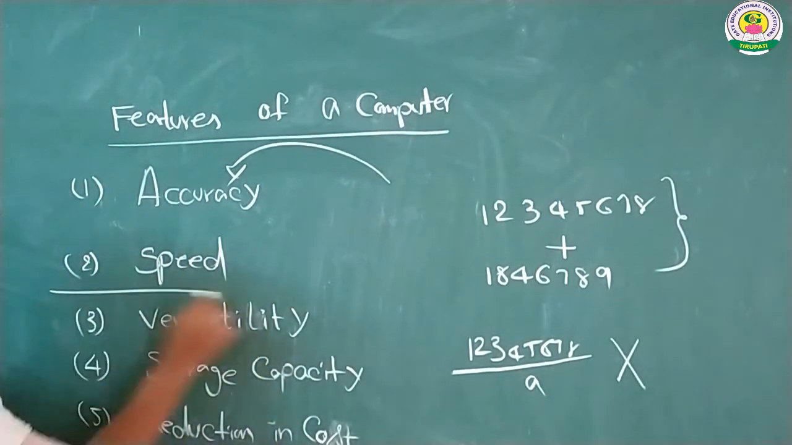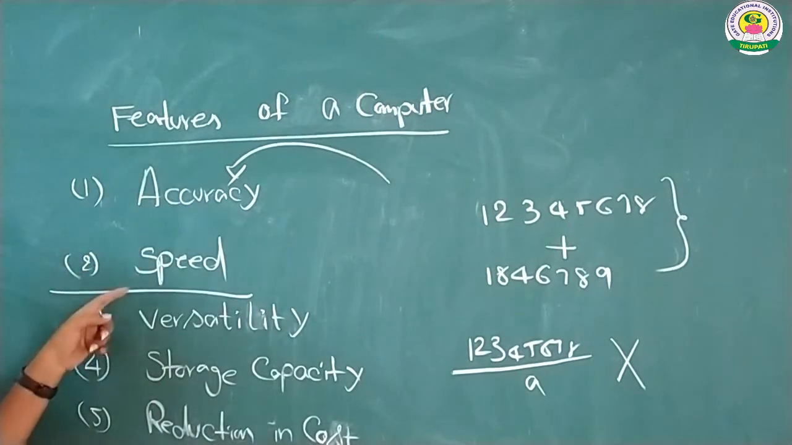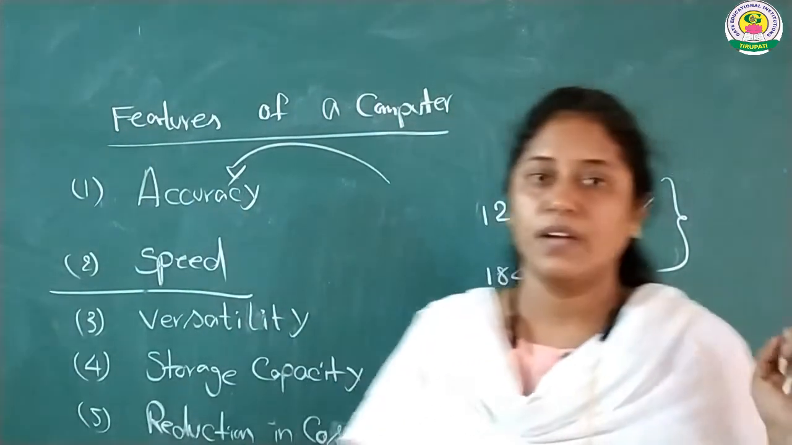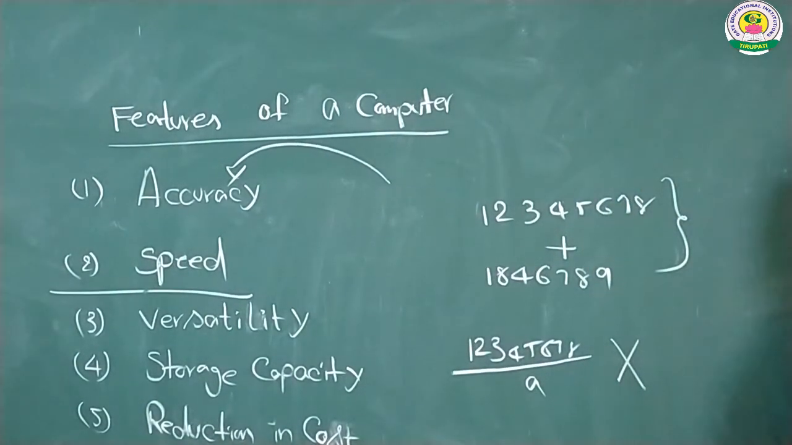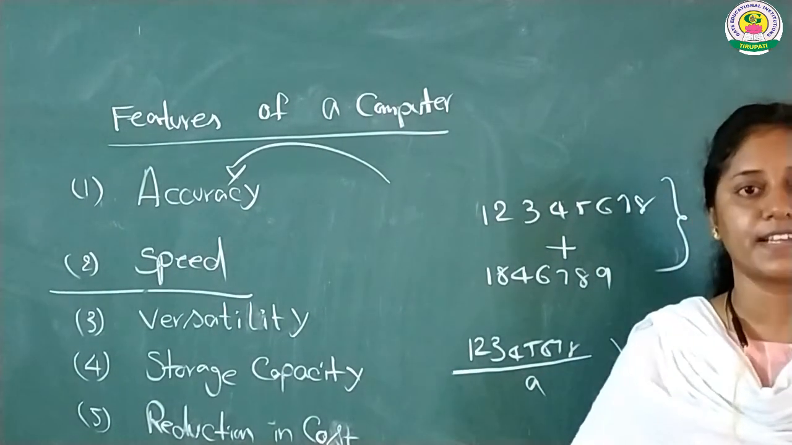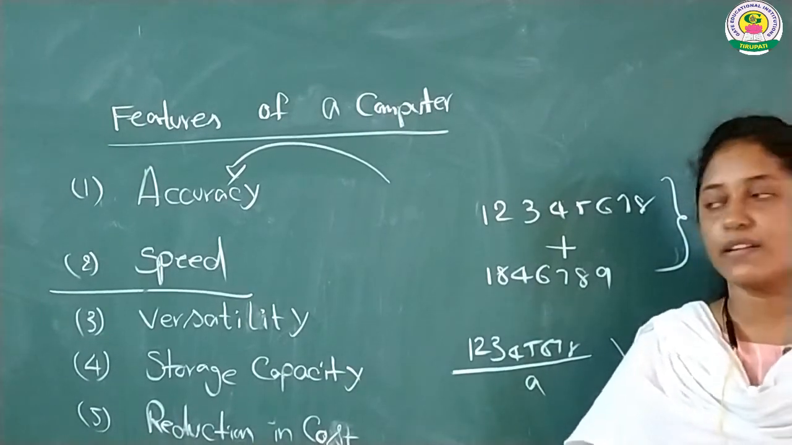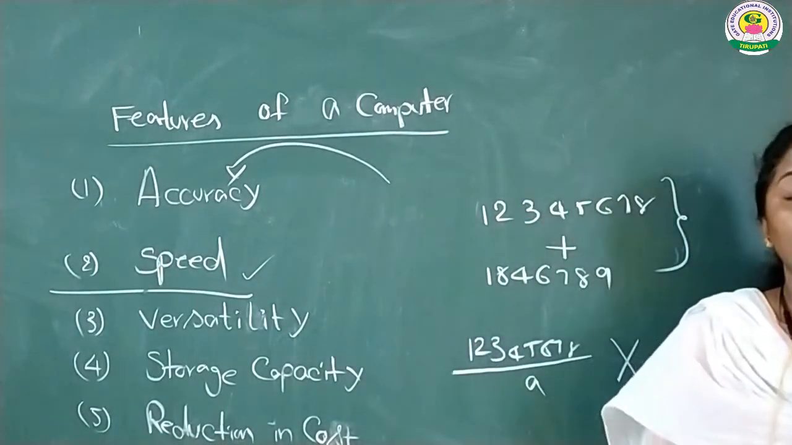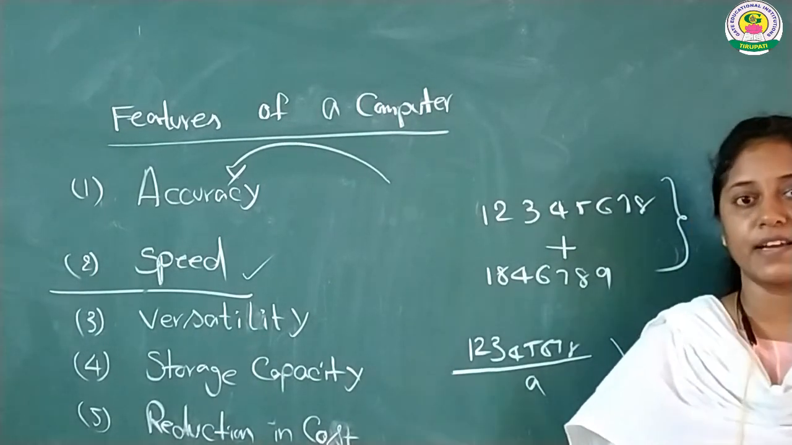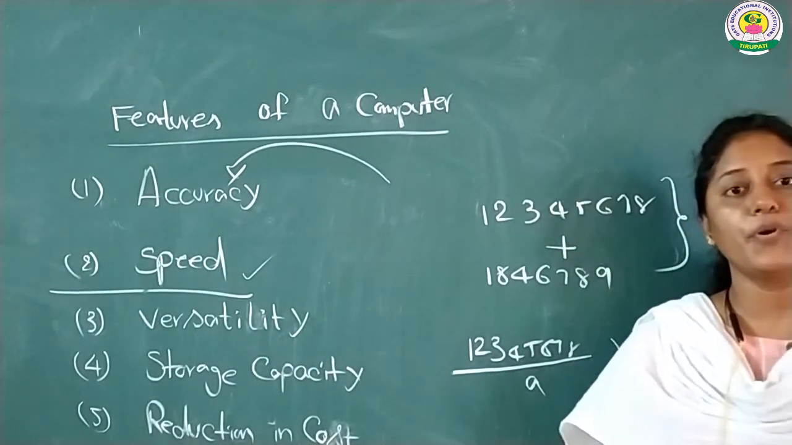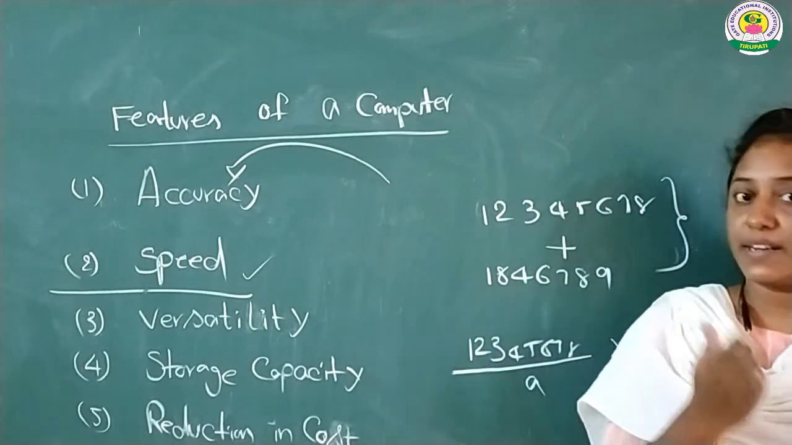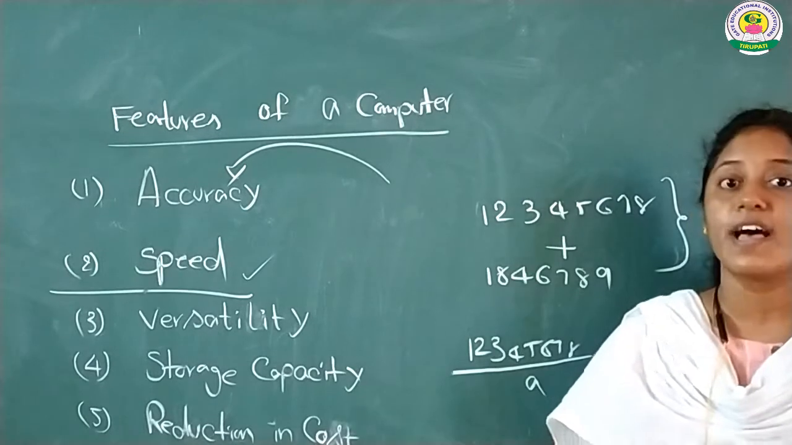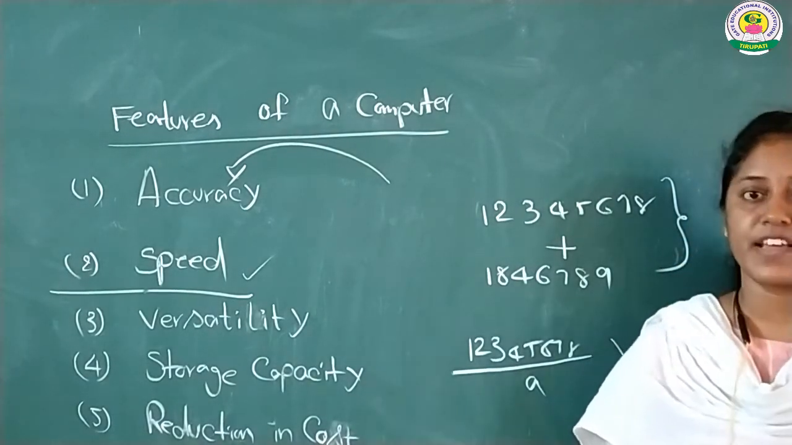Then next, coming to the second feature of a computer, that is speed. What is speed? Speed is nothing but fastness. We can mean fastness, right? So a computer can process millions of instructions per second, or a computer can carry out typical tasks or complicated tasks in fractions of seconds.